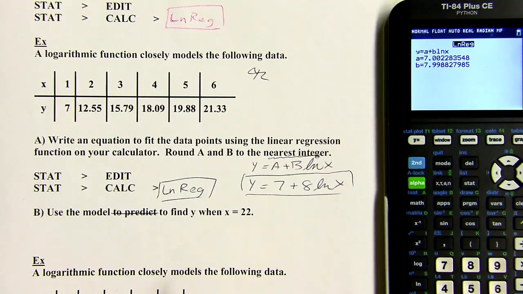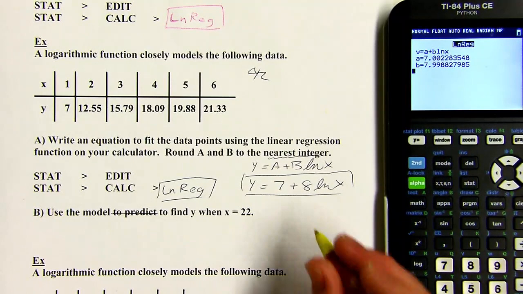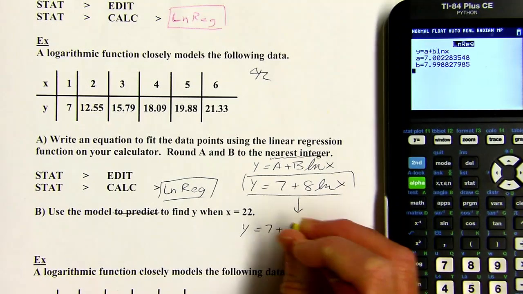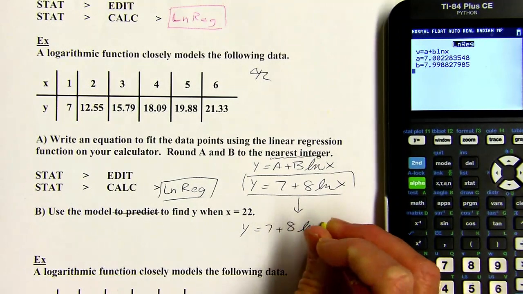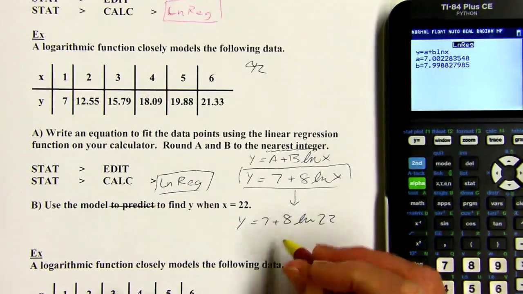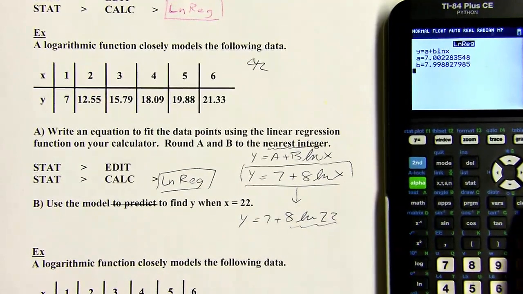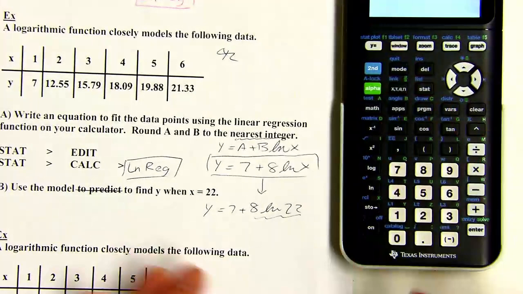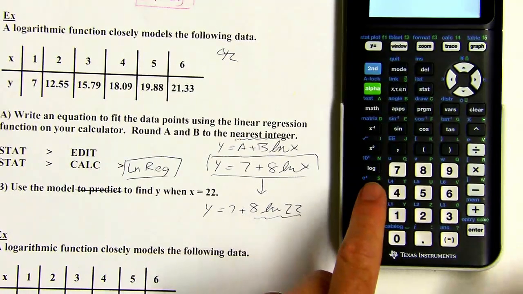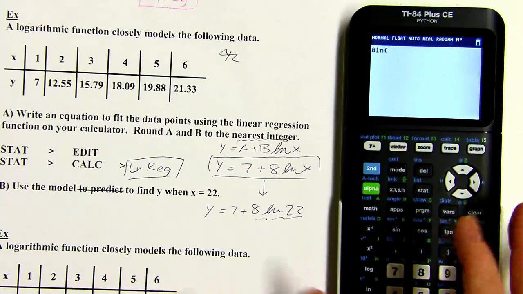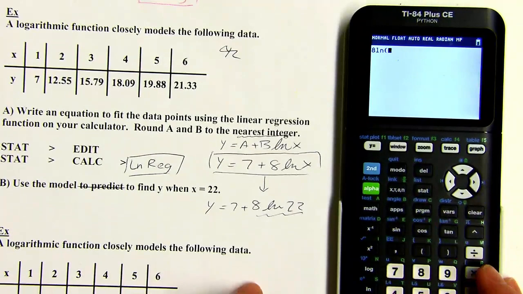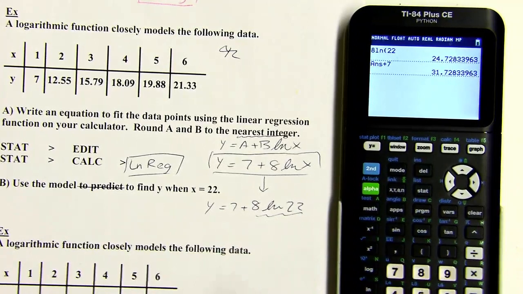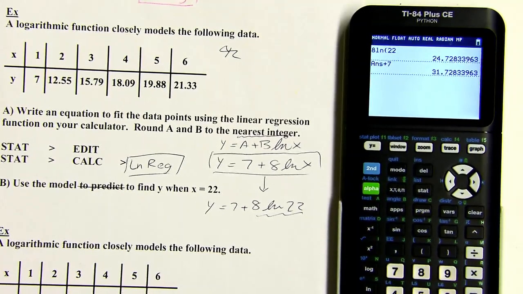So I'm going to use the model to find y when x equals 22. So all I have to do here then is use this equation and plug in 22, okay? So I'm going to find 8 times natural log of 22 on my calculator. So I'm typing 8, and then there's the natural log button right below the log button, okay? 8 times natural log of 22. I'll hit enter, and then I'm going to add 7 to that, and I've got about 31.73, I'll call that.